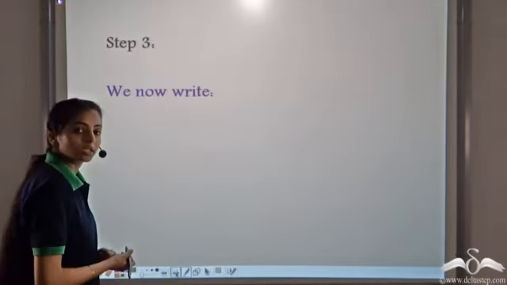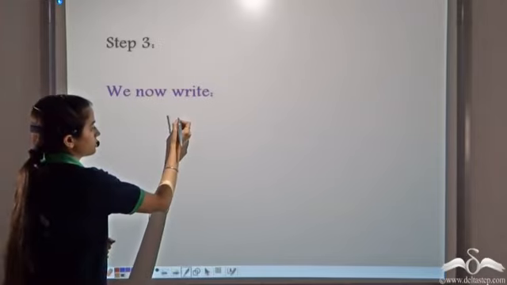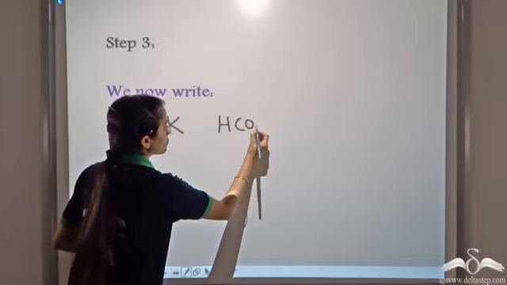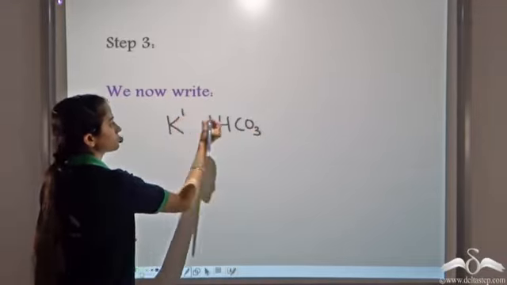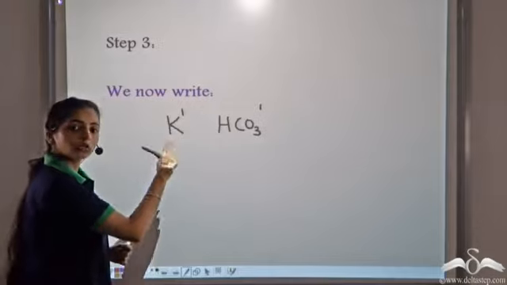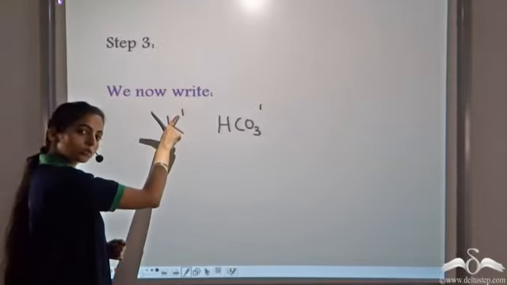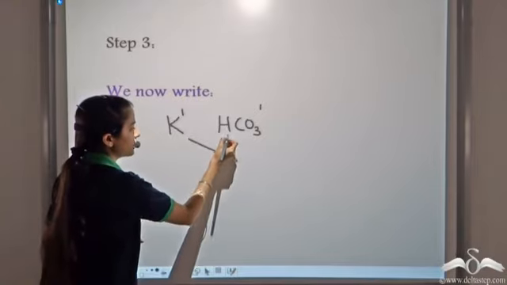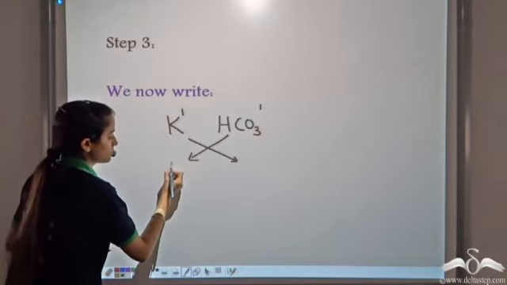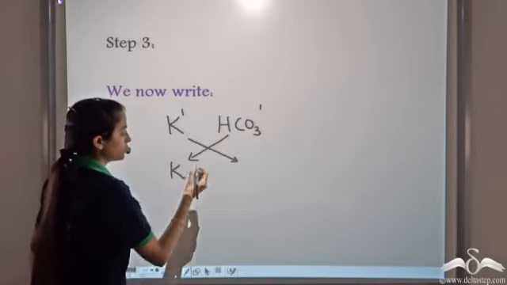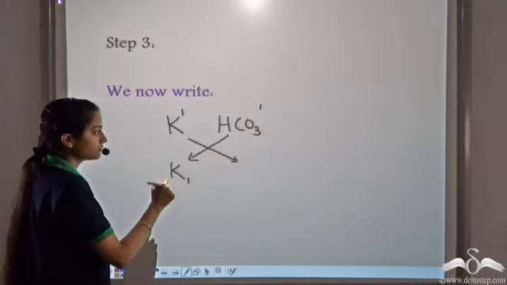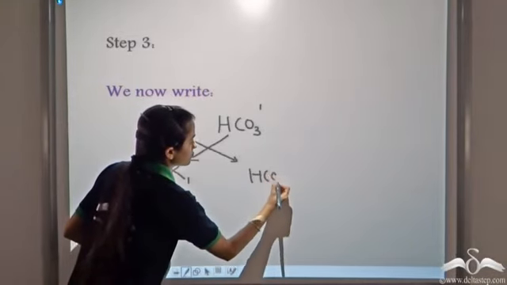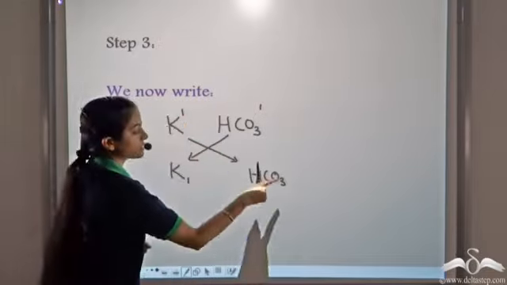Now we interchange the valencies. So we write the two. We ignore the signs. This was plus, we ignore the plus sign. We ignore the minus sign. And then we interchange. So this 1 becomes a subscript here, and this superscript 1 becomes a subscript here.